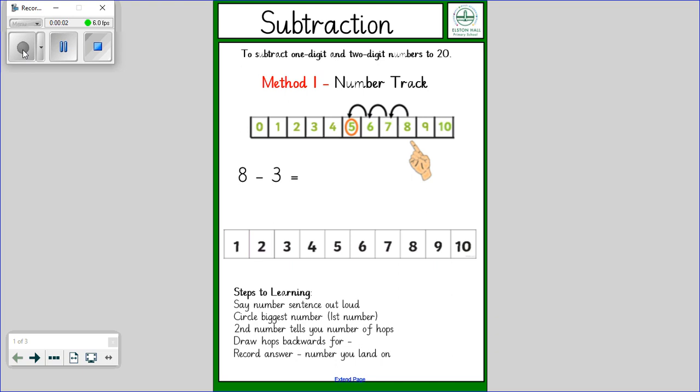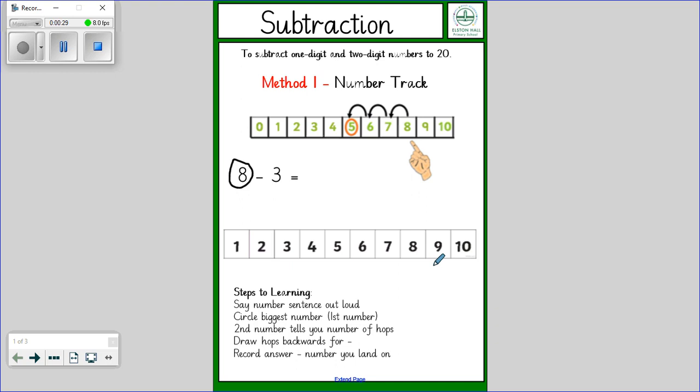In Key Stage 1, the first method we use to solve subtraction is a number track, as shown in this example. For our first example, let's use the number sentence 8 take away 3 equals. The first step when solving a subtraction is to say the number sentence out loud. In this case, 8 take away 3 equals. We then circle the biggest number, in this case, the number 8.